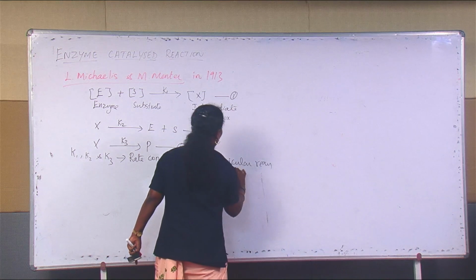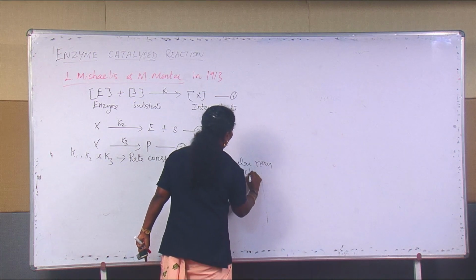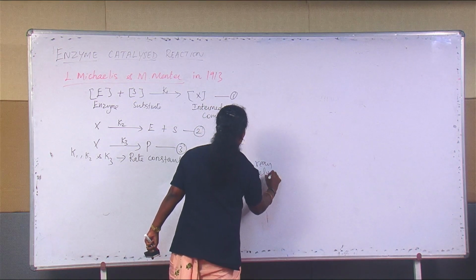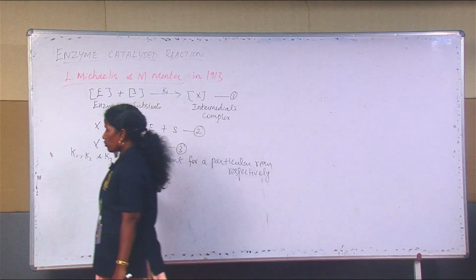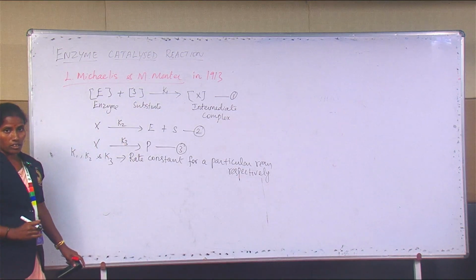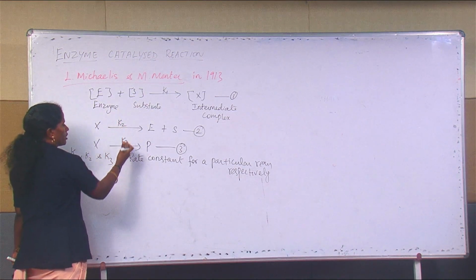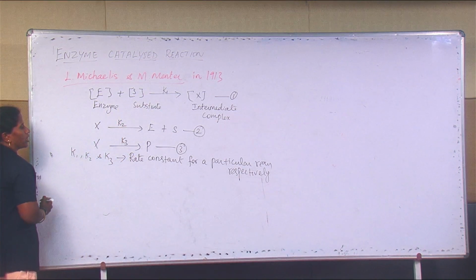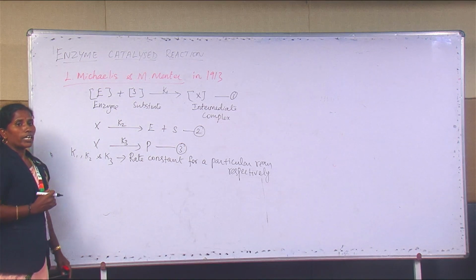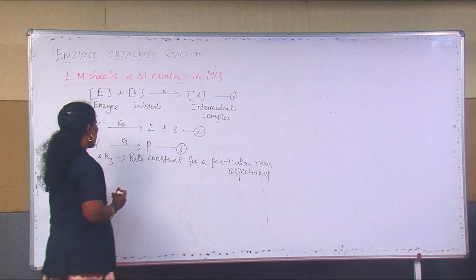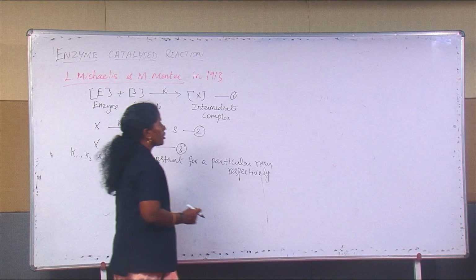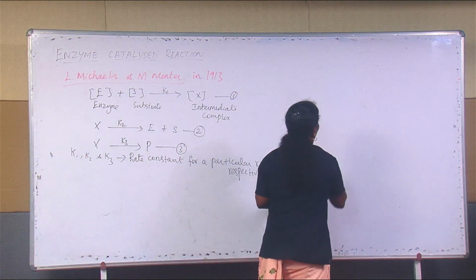Particular reactions respectively. So K1, the first reaction, is the fastest reaction. K1, K2, K3 are the rate constants for the particular reactions. Here, we are going to write the rate of the reactions. But before that, you should know how to write the rate of a reaction.